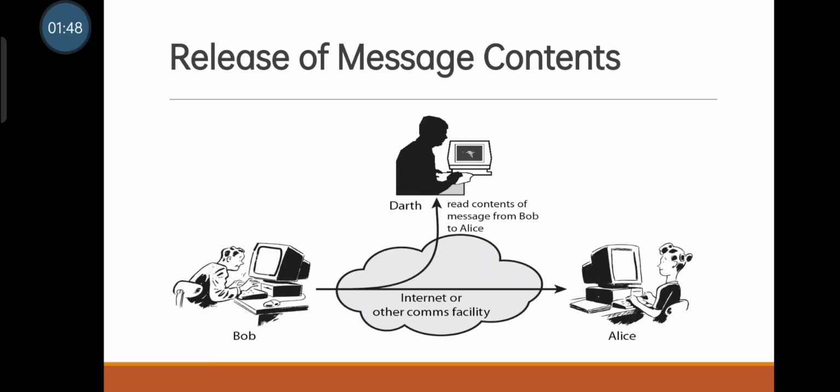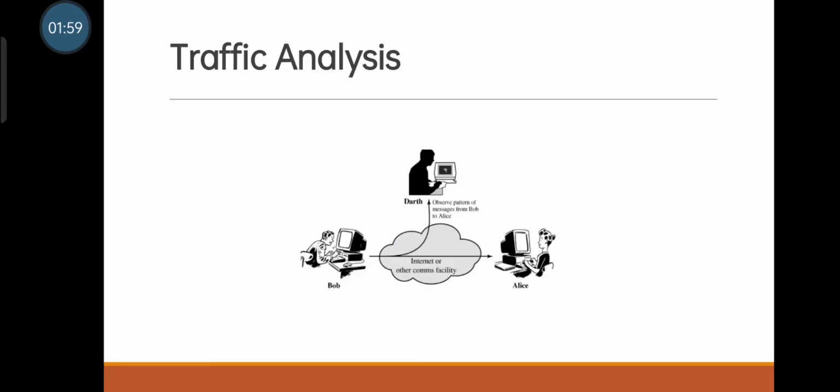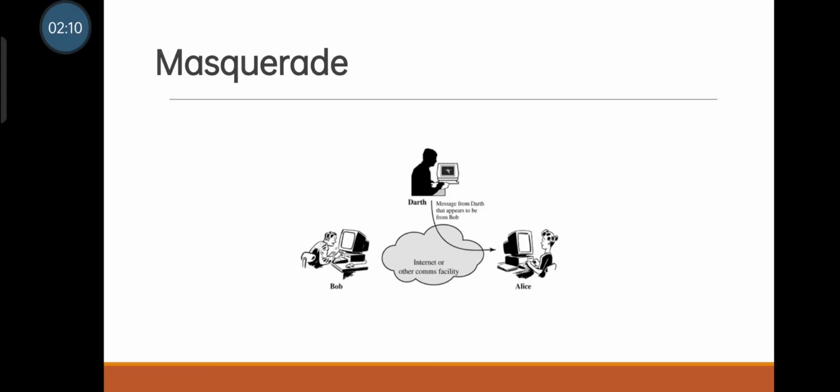First is the release of the message contents. Here the hacker is eavesdropping on the message. It's not known to the receiver, Alice. Then traffic analysis: here the hacker tries to find out the pattern, that is, from where it is coming, and what the pattern of the password is. Masquerade is when someone pretends to be a legitimate user and tries to talk with the sender or the receiver.